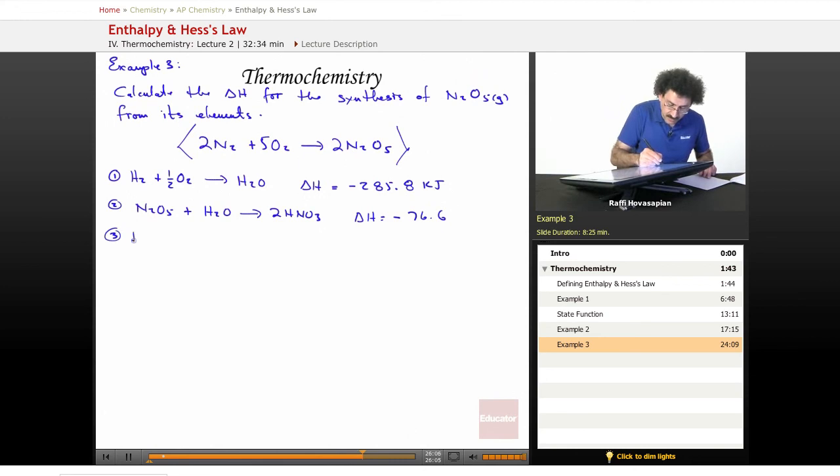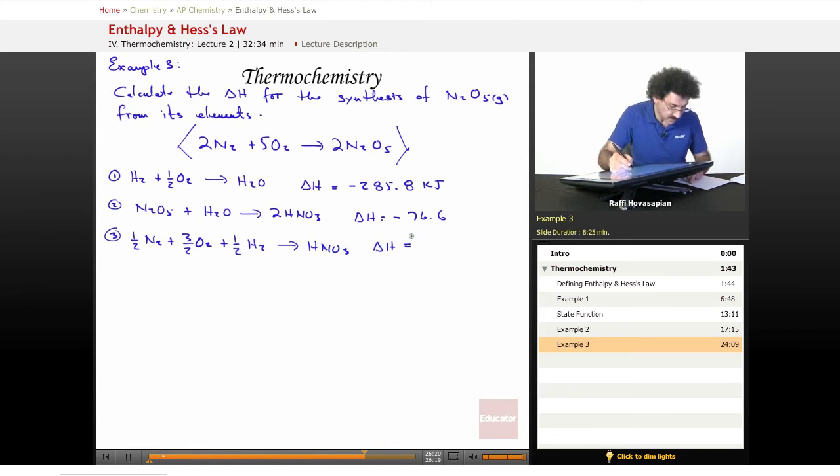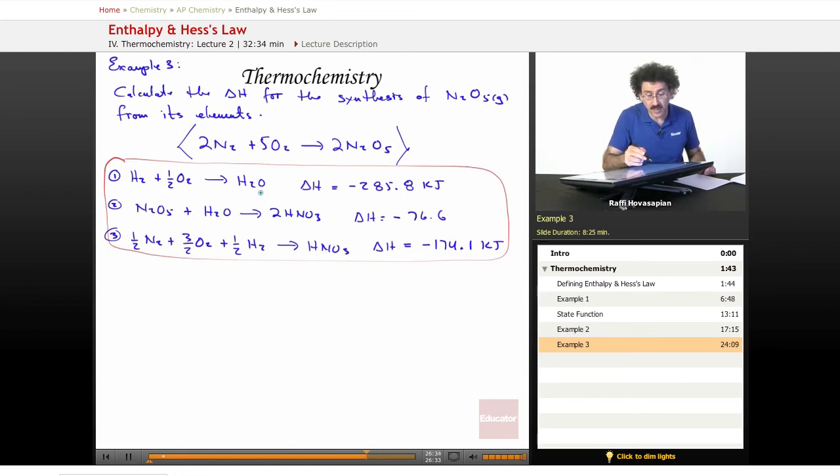Equation 3, we have 1/2 N2 plus 3/2 O2 plus 1/2 H2 goes to HNO3. The delta H of this is equal to minus 174.1 kilojoules. So our task is to take these 3 equations, manipulate them by multiplying by coefficients, reversing them, and then adding them straight down, arranging them in such a way so that when they add, they give the final equation. Okay, so let's see what we've got.